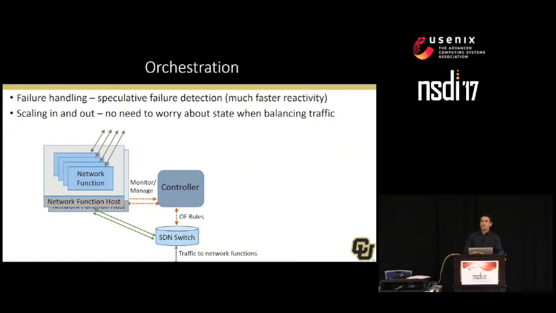Our controller handles the failure and scaling. It interfaces to an SDN controller to redirect the traffic to a network function instance. And that can be simple, as we don't need to worry about flow affinity. Interestingly, we have the benefit of being able to speculatively handle failure, as there's near zero overhead for failing over, unlike existing solutions. So our detection time can be much lower.